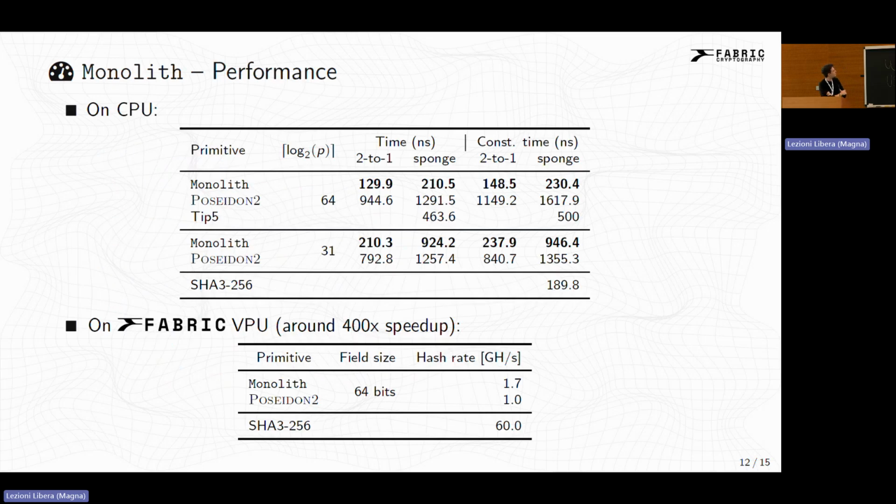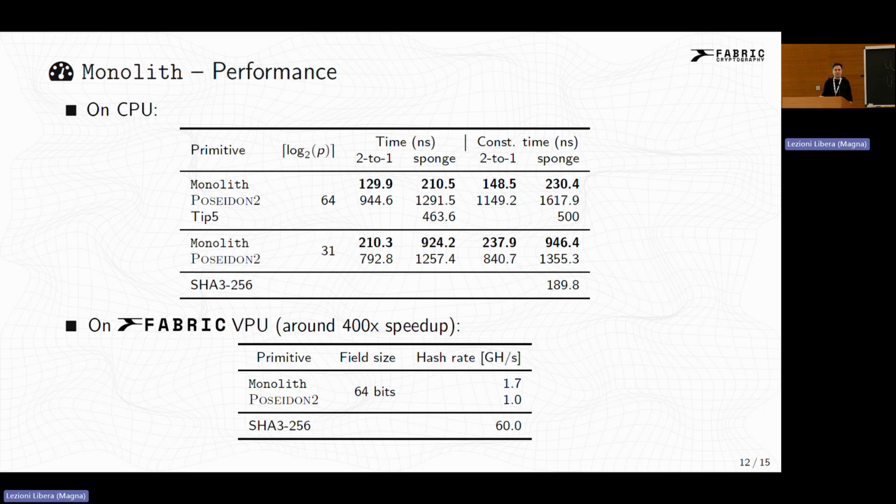Okay, and that already brings me to some performance numbers. We always like to see performance numbers here. And this is actually new. This is something which, at least one part here, hasn't been included in the paper. We have CPU performance and hardware performance here. In the first part, CPU, this was our goal, right? We wanted to be fast on CPU. And we have 2 settings. We have the 64-bit primes and the 31-bit primes.